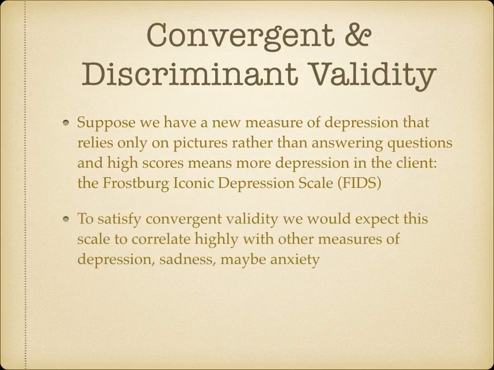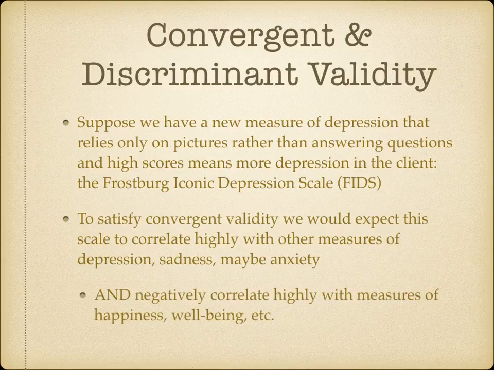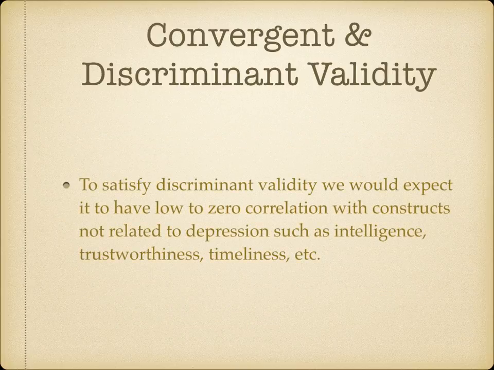Now, to satisfy convergent validity, we would expect this scale to correlate highly with other measures of depression, sadness, maybe anxiety, and we would expect it to correlate negatively and highly with measures of happiness, well-being, and so forth, right? We would expect both of these things to be true if we have good evidence of convergent validity. To satisfy discriminant validity, we would expect it to have a low to zero correlation with constructs that are not related to depression, such as intelligence, trustworthiness, timeliness, and so forth.